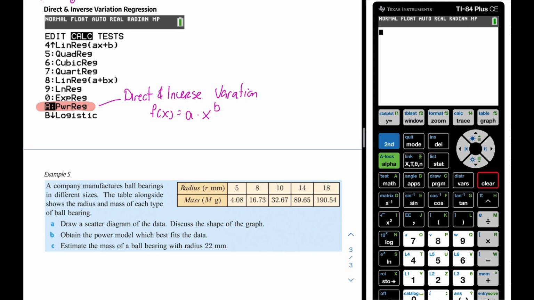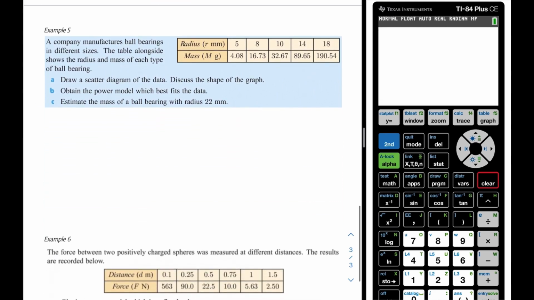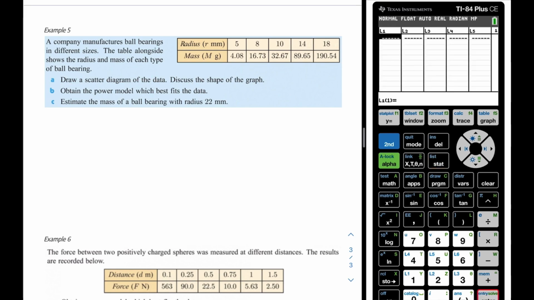And let's try some questions. Example 5. A company manufactures ball bearings in different sizes. The table alongside shows the radius and the mass of each type of ball bearing. Draw a scatter plot of the data and discuss the shape of the graph. At this point, I'm going to ask you to pause the video and put all of your data into your list 1 and list 2. Once your data is put in here, then we want to see this graph.